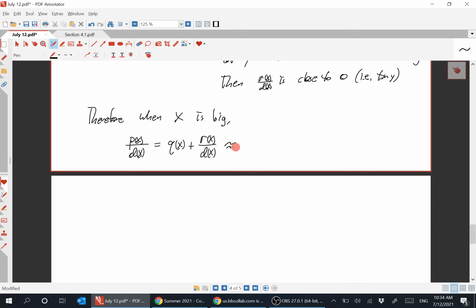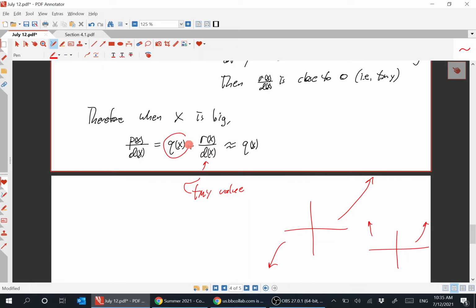So p over q is approximately equal to the quotient q of x, because the remainder part is tiny. And what else did we say about polynomials? When x is big, the graphs of polynomials are always marching off to infinity, either positive infinity or negative infinity, in both directions. So when x is big, the value of the quotient is big, and the value of the remainder part is tiny.